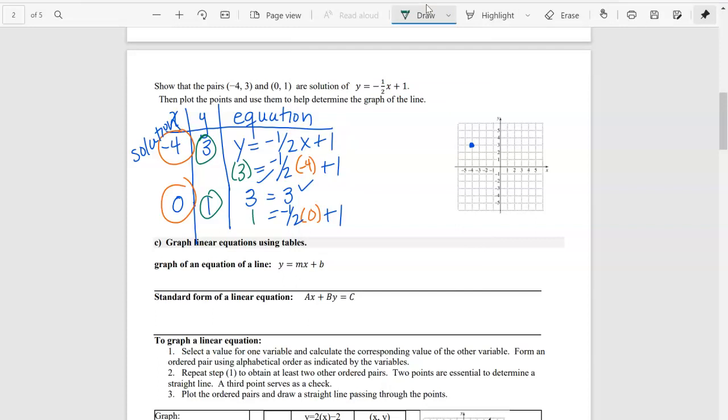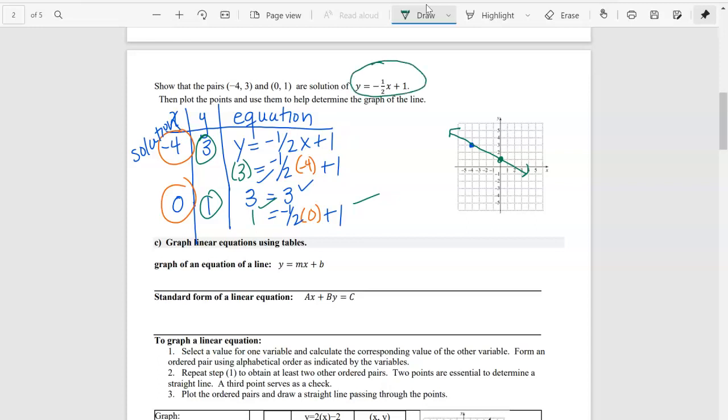Okay, so we want to plug in a 1. And so there's nothing to do to the 1, that part's done. Negative 1/2 times 0 is 0, plus 1 is 1. So yes, that works, that's true. So the point 0, 1 is a point on this graph. And if I want to finish this, I can connect these dots and it will fill out the rest of the line. Now, because you're able to use a graphing calculator, you can check your work, especially when it's written like this.